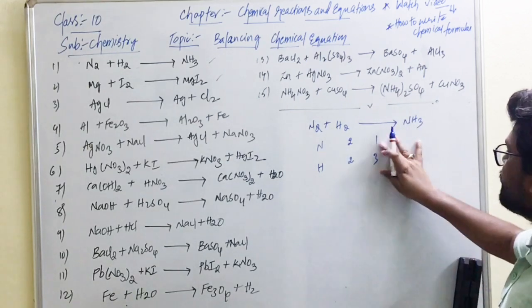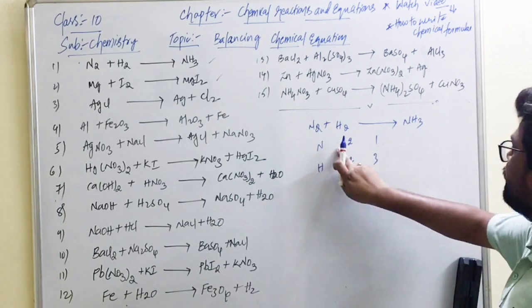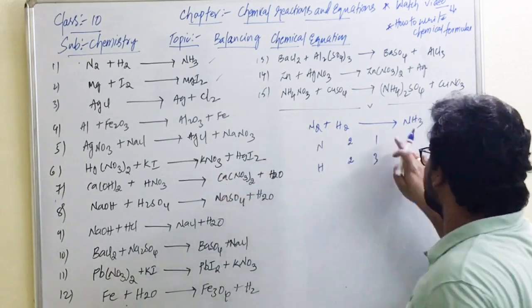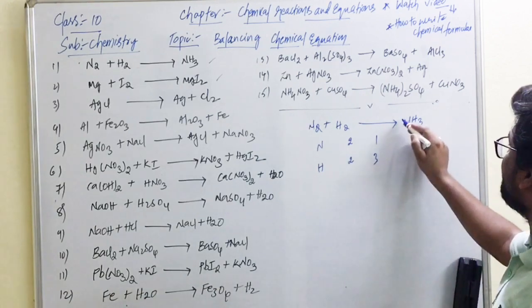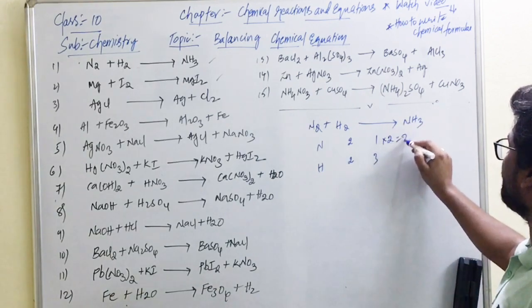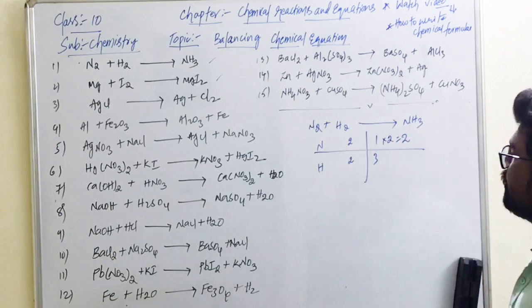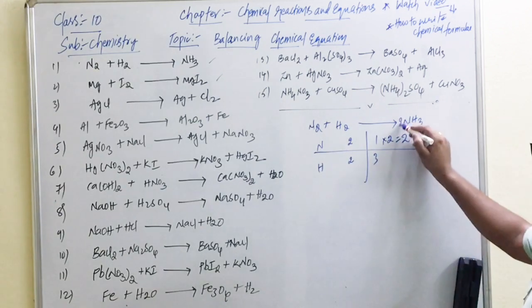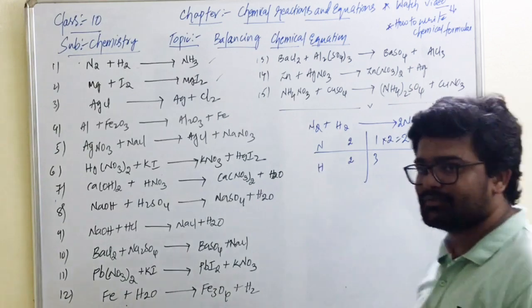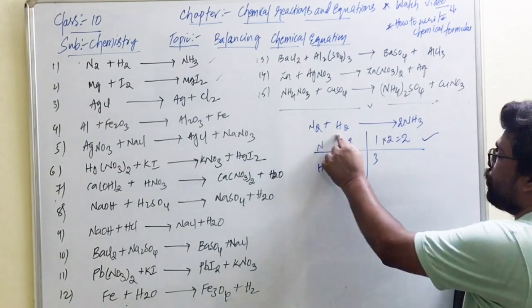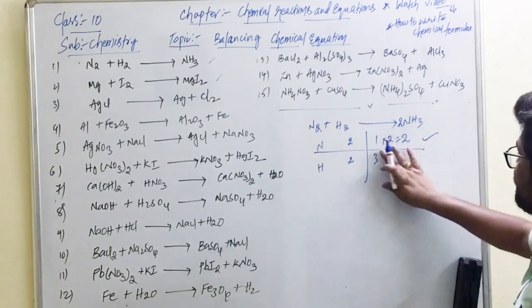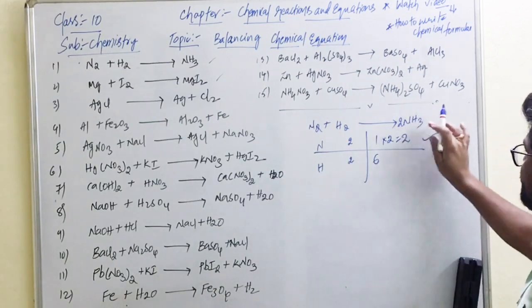Nitrogens are 2 on the left hand side, 1 on the right hand side. So you have to multiply with a suitable number. If I multiply with 2, the number of nitrogens gets balanced. So place this 2 before NH3. Now nitrogens are balanced. Now let us look into the hydrogens: 2 on the left hand side but 6 on the right hand side, since 2 threes are 6.